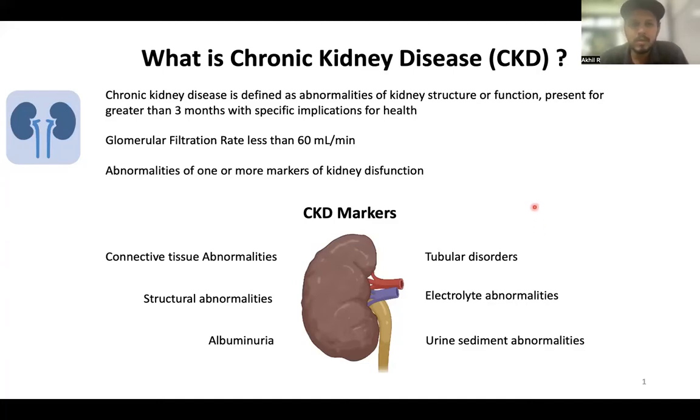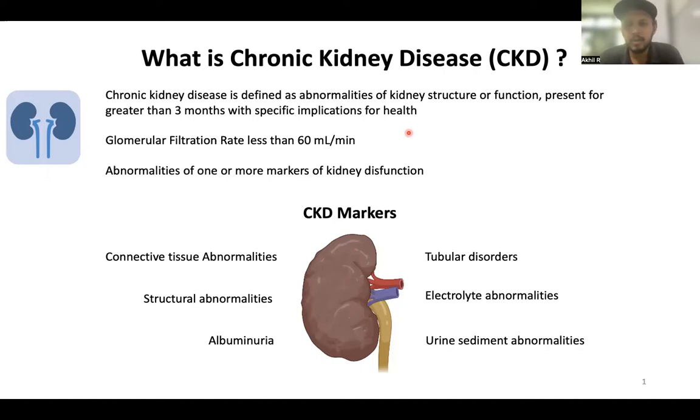So this disease is basically defined as abnormality of kidney structure or function, if it is present for more than 3 months with specific implications on health. And it also has a classical symptom where the glomerular filtration rate is less than 60 ml per minute, and also the abnormality of one or more biomarkers for kidney dysfunction will be seen.